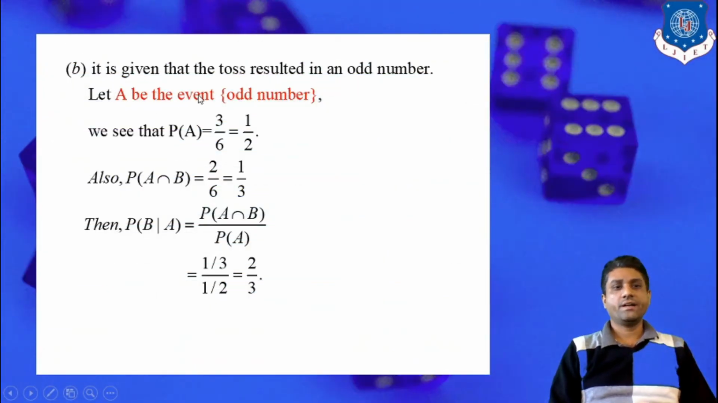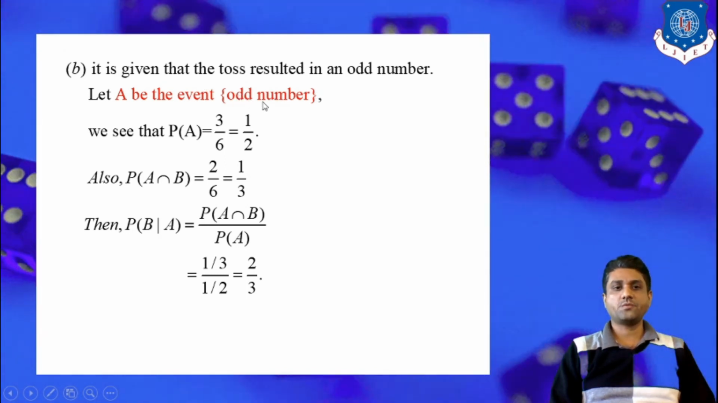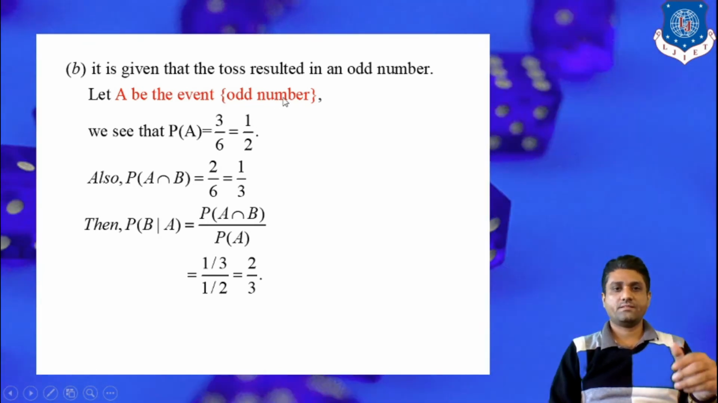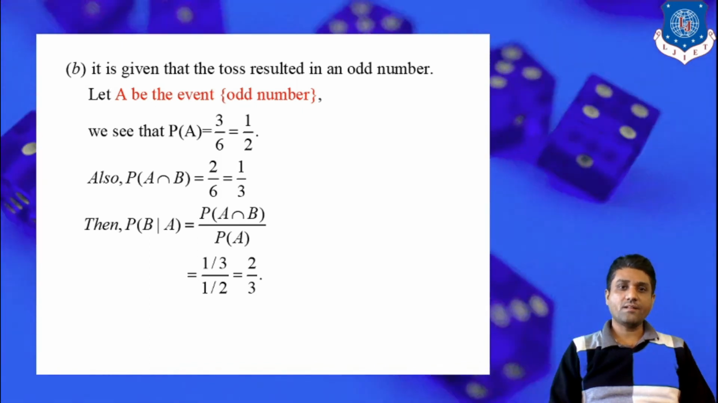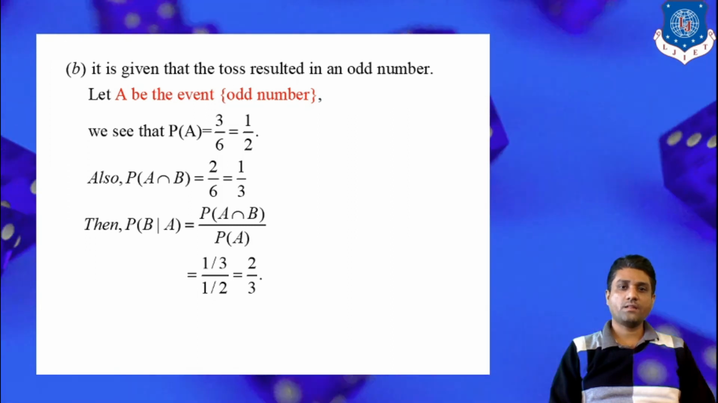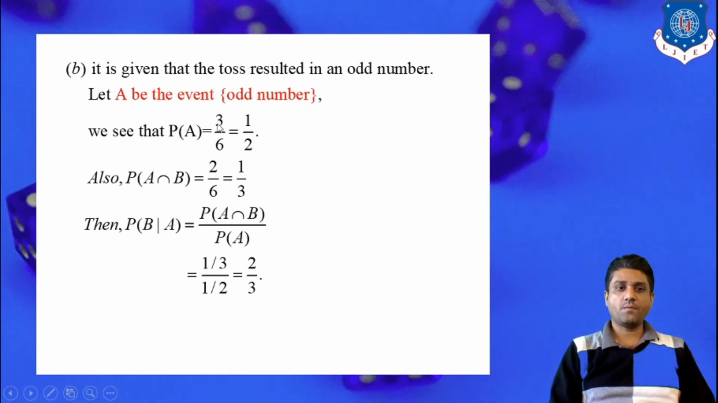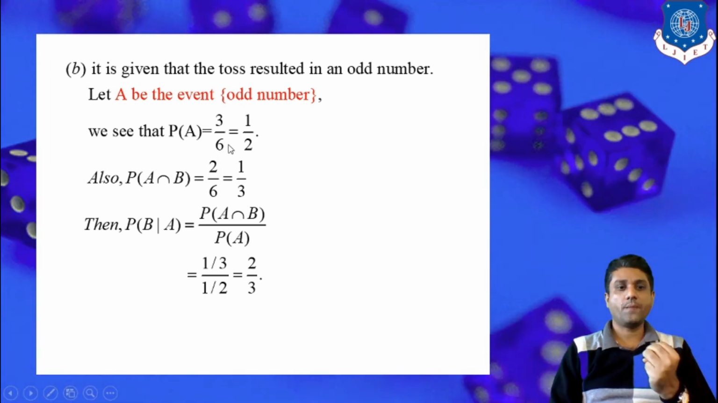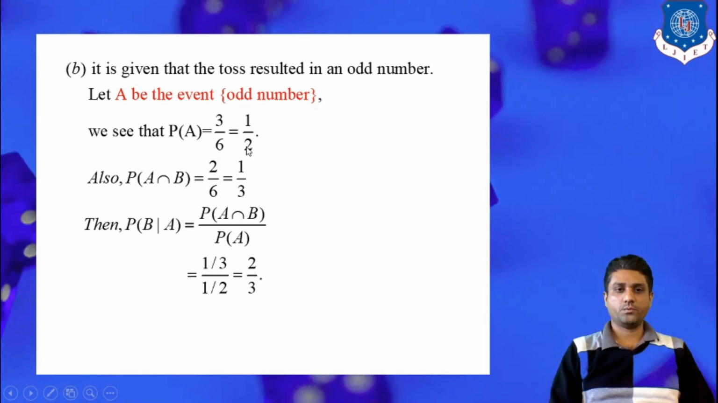Second option. It is given that the result of the random experiment is an odd number. In odd numbers, it may be 1, 3 or 5. So its probability is 3 by 6, because the favorable outcomes consist of only 3 possible outcomes. So the probability of the happening of event A is 1 by 2.